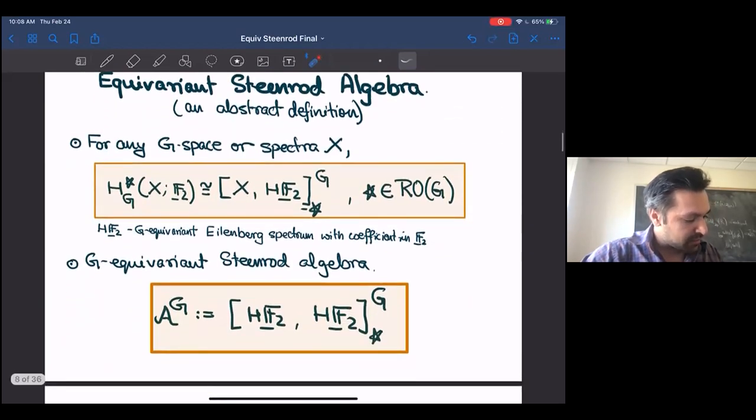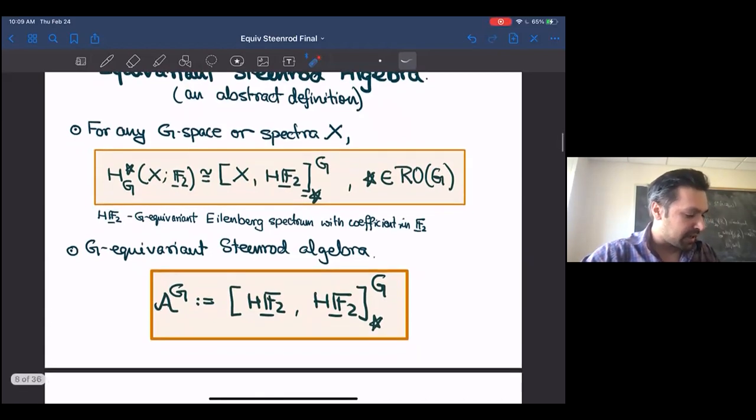And what this means is that the G-equivariant cohomology of a G-equivariant space X with coefficients in F2 underline is nothing but homotopy classes of equivariant maps from X into HF2 underline. And then one can abstractly define the equivariant Steenrod algebra as homotopy classes of G-equivariant self maps of HF2 underline. But this does not throw any light on what the structure of this algebra is.